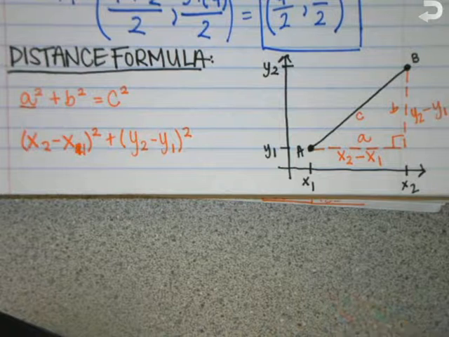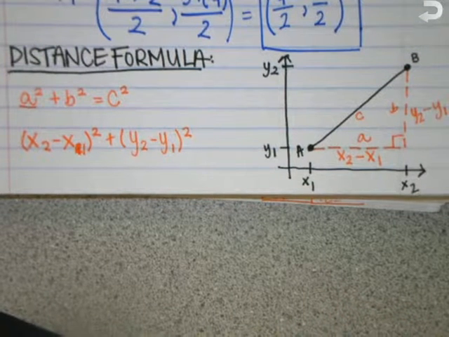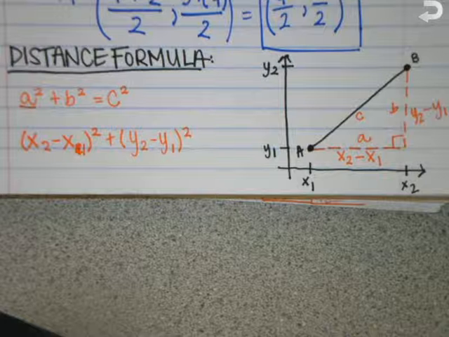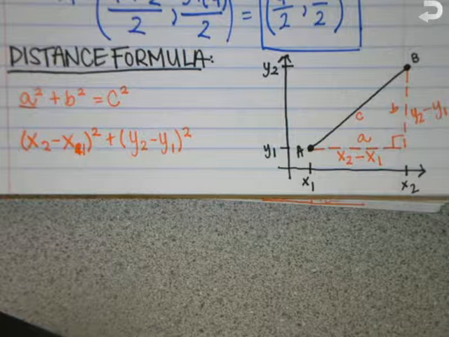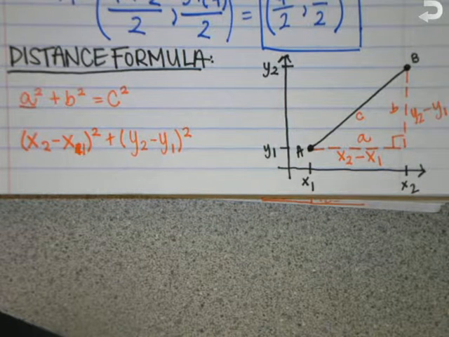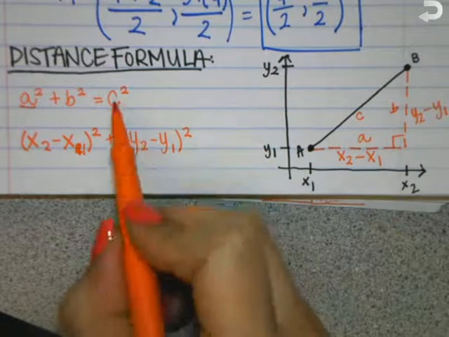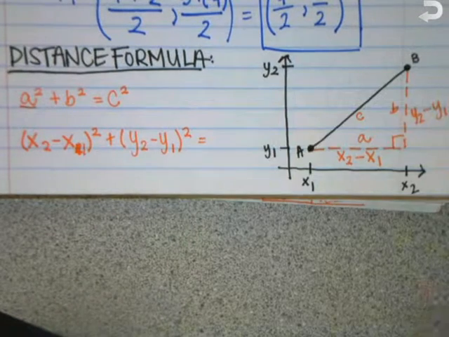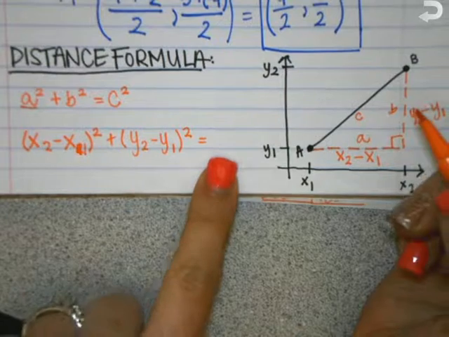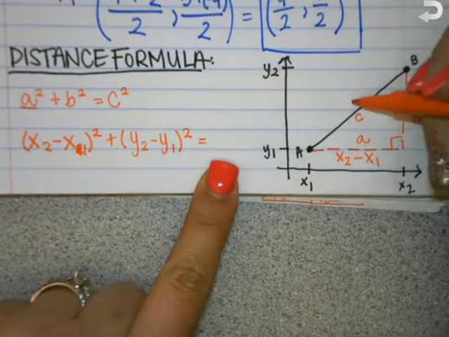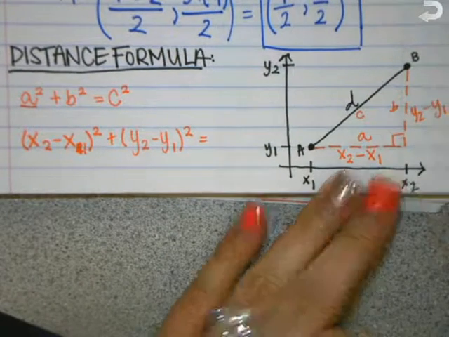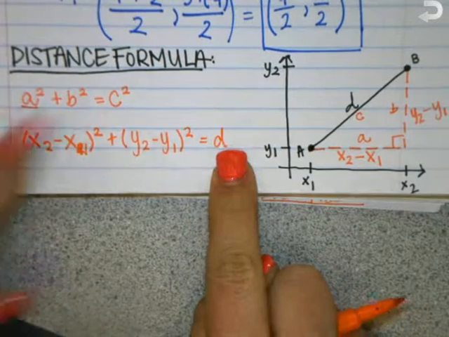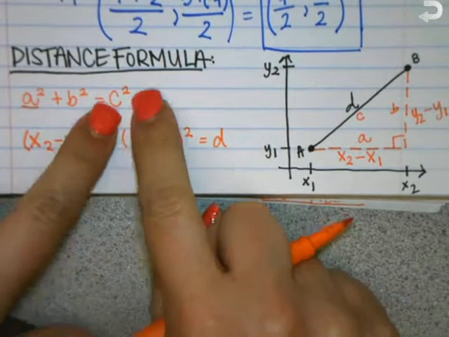Now I want to create a formula that I can just plug everything into and then simplify as much as I can, and that gives me the answer. So I don't want C to be squared over here. How can I get it so that it's just equal to, when we're looking for distance, we call it D. So is everybody okay if I change it to D for distance?